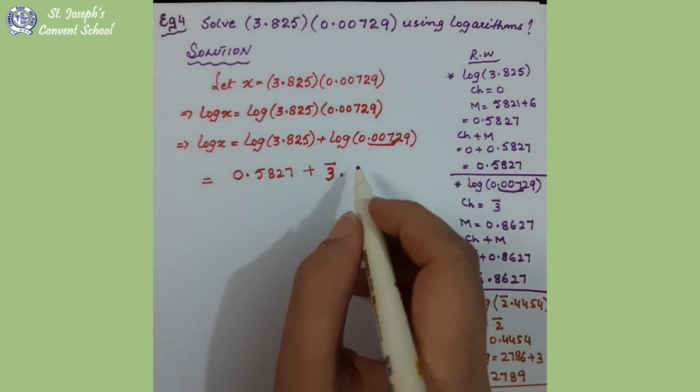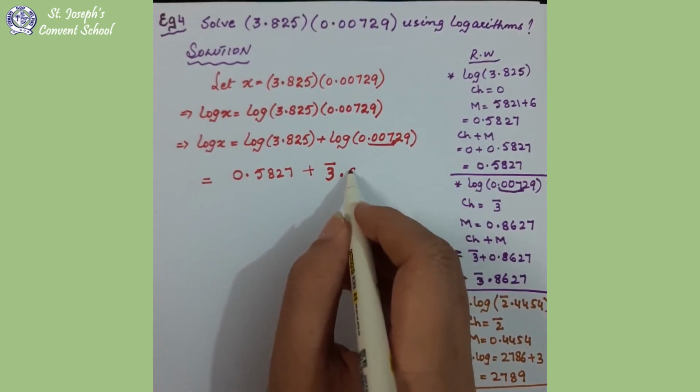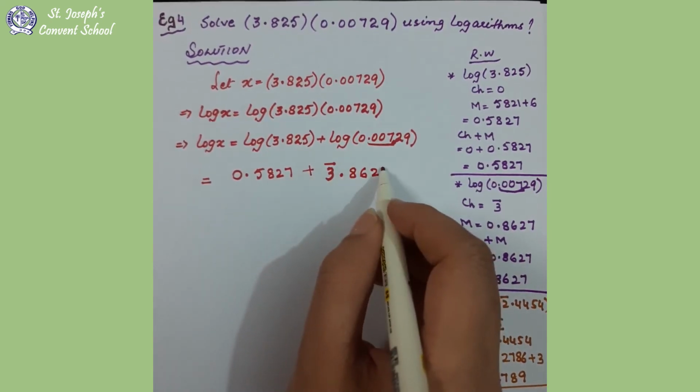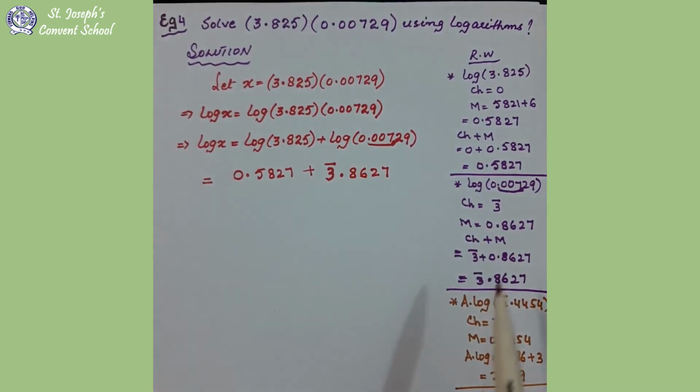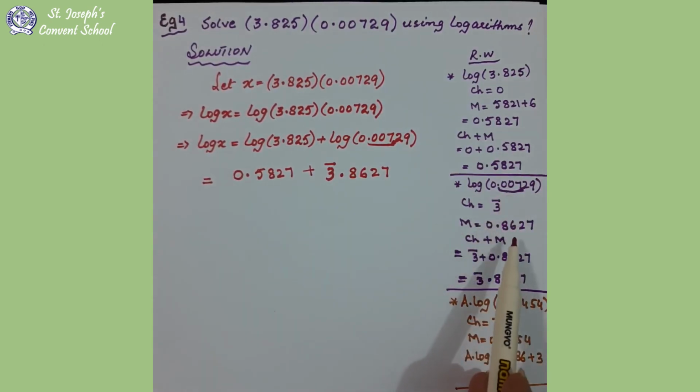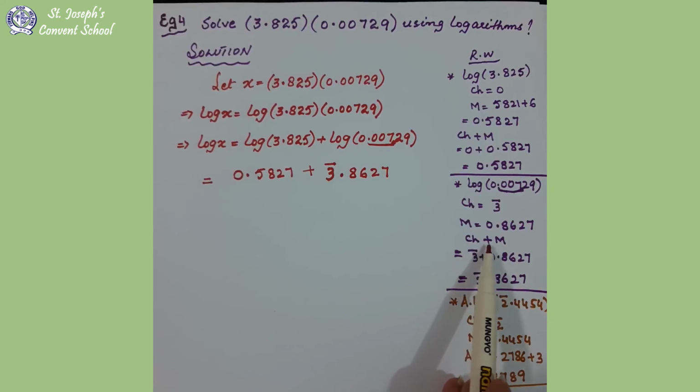0.8627. Check it in the log table. We'll write it here, 8627. Okay, or you can solve it like this. The characteristic is bar 3, then the mantissa is this, then you add characteristic and mantissa, and in the same way you'll get the same answer, or you can directly write this answer.